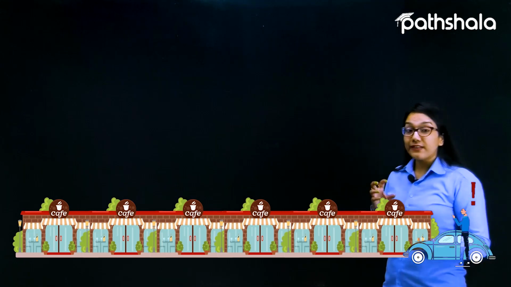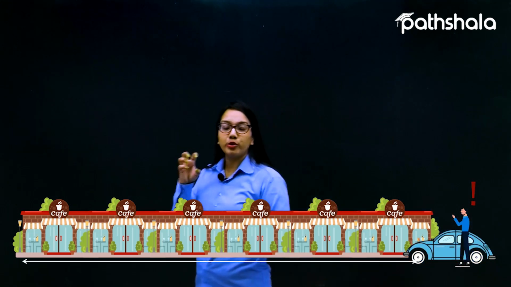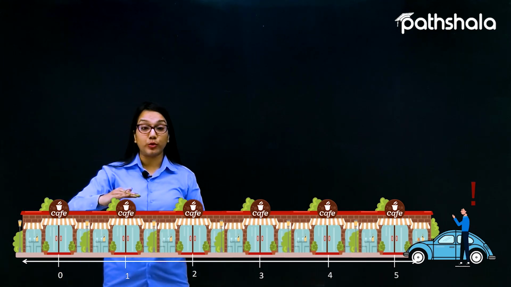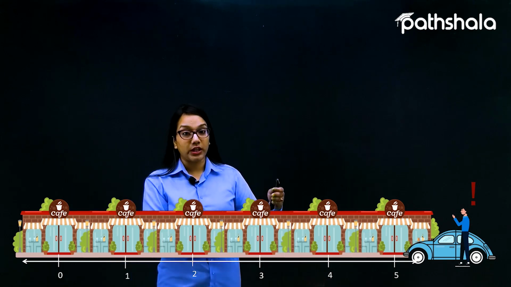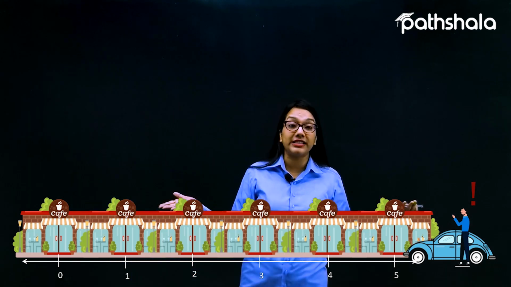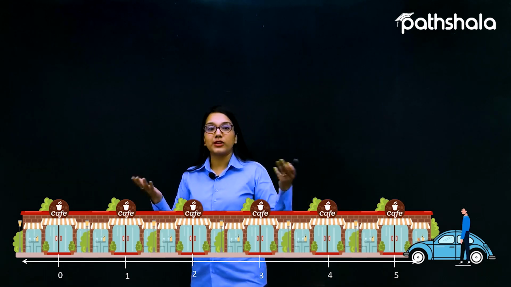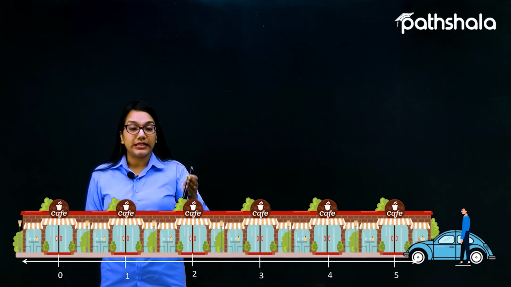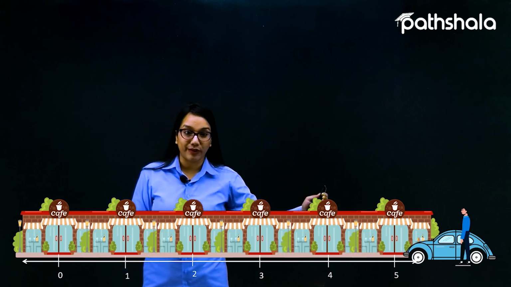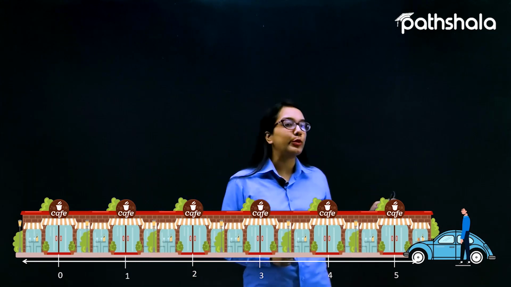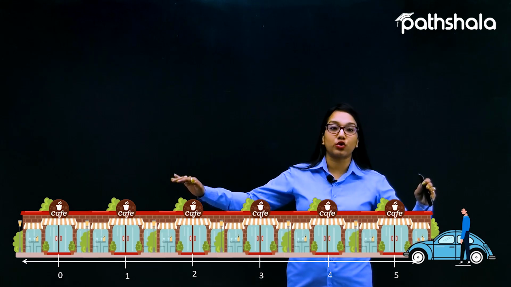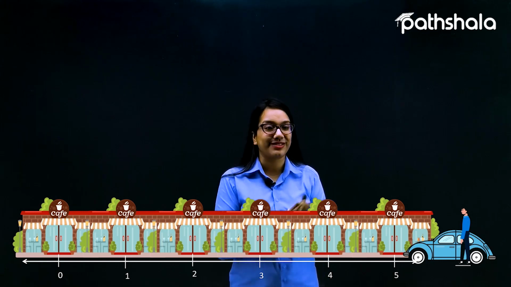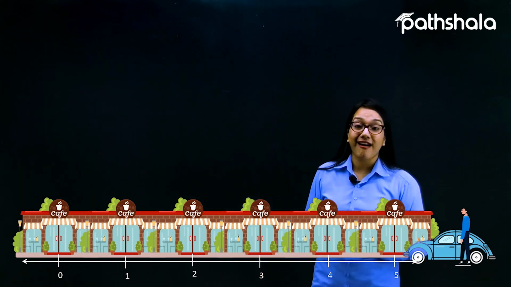So let us suppose the cafes do have a particular position. Let us suppose this cafe is on the 0th position, this one is on the 1st position, this one is on the 2nd, this one is on the 3rd, 4th and 5th. Then it will be easy for him to locate his favorite cafe, because the locations are mentioned: this is on the 0th, this is on the 1st, this is on the 2nd, this is on the 3rd, this is on the 4th, and similarly this is on the 5th position. So through these locations, or through these numbers, he can locate his favorite cafe and buy his favorite coffee.